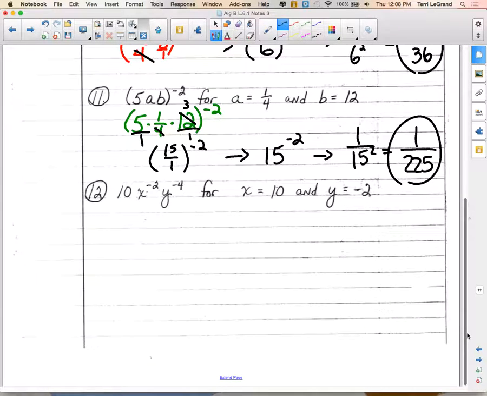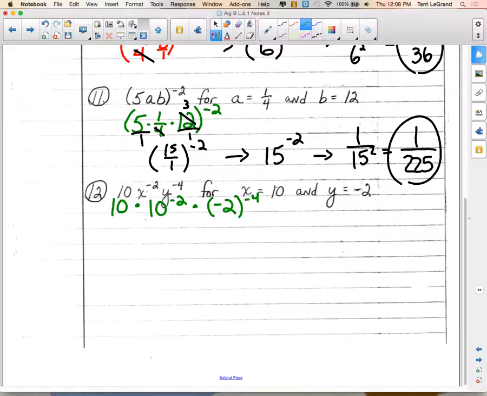Okay, now the next one's just a little bit trickier. We have to make sure that we're kind of careful in this one. We have a 10 times x raised to the negative 2 power, which is 10 raised to the negative 2 power, and then times our y, which is a negative 2, and it's being raised to a power, so what do we have to do with that negative 2? Put it in parentheses, and then take it to the negative 4 power.